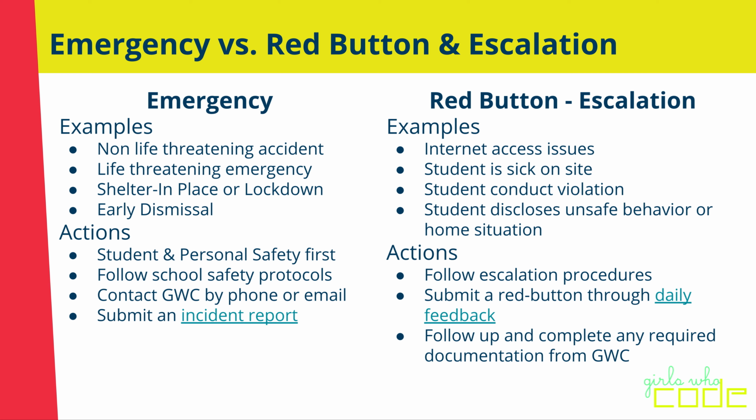So before we dive into our scenario analysis, I just want to point out some differences between red button and escalation situations. Some examples of emergencies would be a non-life-threatening accident, a life-threatening emergency, a shelter-in-place or a lockdown, an early dismissal. In these scenarios, you want to make sure you always account for student and personal safety first. Make sure you and your girls are safe. Follow any school or building-specific safety protocols, and then contact us by phone or email as soon as possible, and you'll submit an incident report.